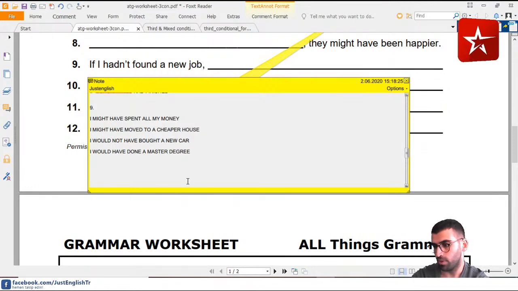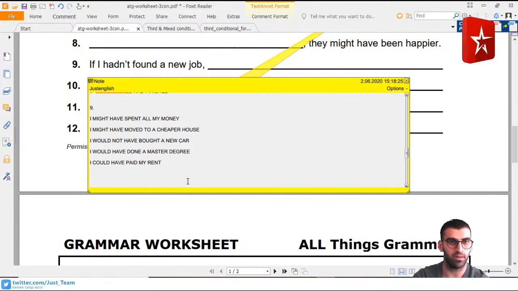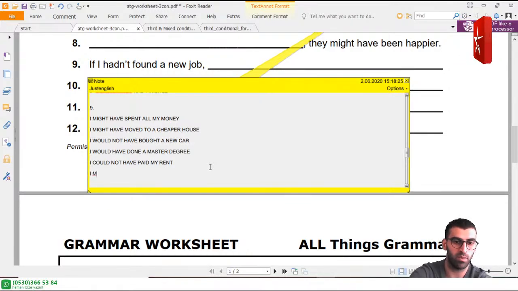I couldn't pay my rent. I couldn't have paid my rent if I hadn't found a new job. How can I pay? I couldn't. Yes, could not. I couldn't have paid my rent. That is the correct answer. Nejat says I might have been continued to be freelancer. I might have continued. It should mean like this. I might have continued.